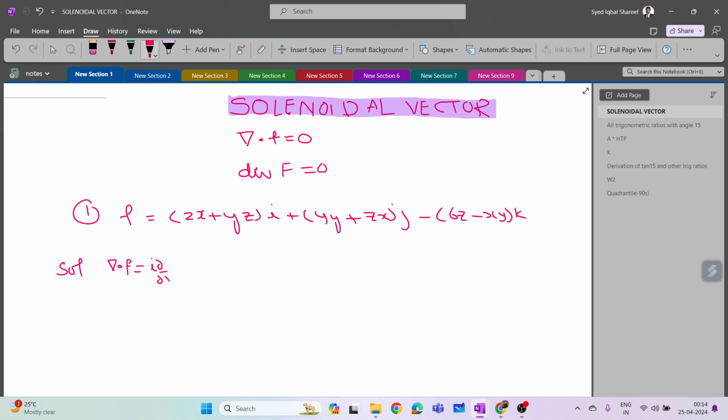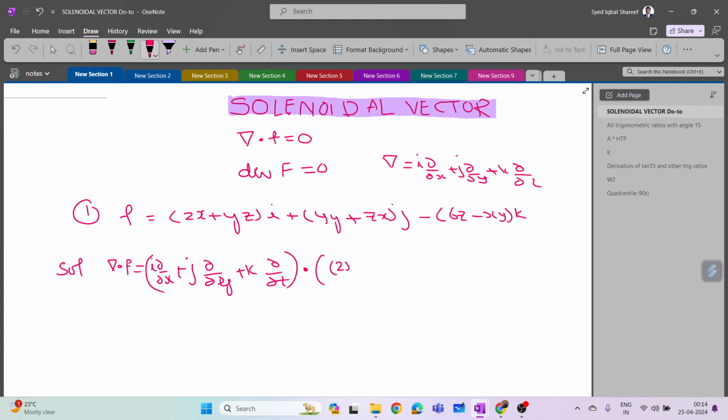What is your del? Del is the operator. The operator is nothing but i dou by dou x, j dou by dou y, k dou by dou z, partial derivatives. i dou by dou x plus j dou by dou y plus k dou by dou z, dot product of F. What is F? 2xyz i plus 4yzx j minus 6zxy k.